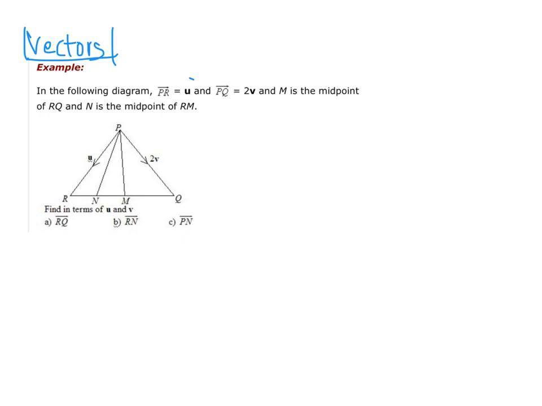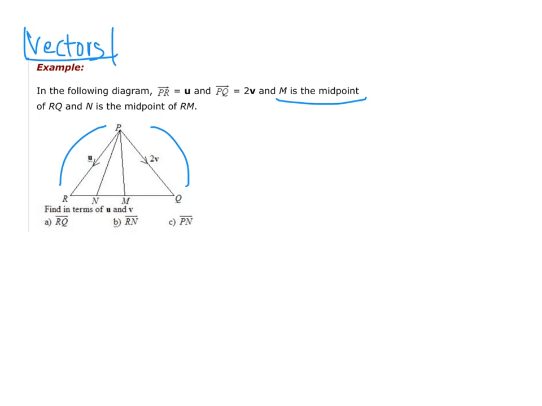See the bold, right? It's bold. And then PQ is 2V. So PQ and PR are given, and M is the midpoint. Midpoint means something is implied, and this is how we solve the problem. M is the midpoint of RQ, and N is the midpoint of RM.